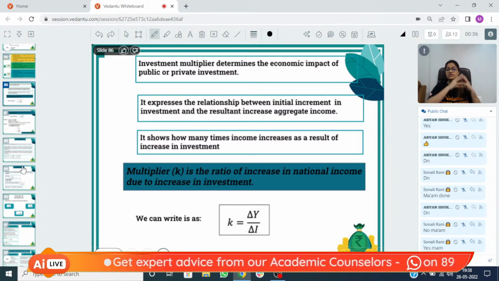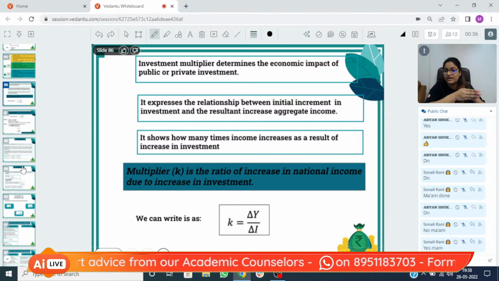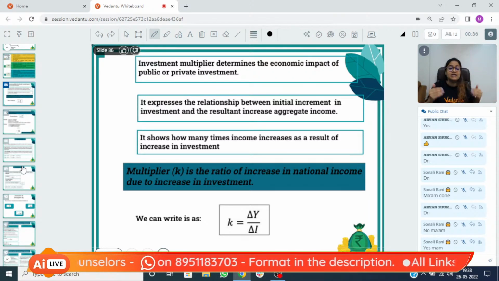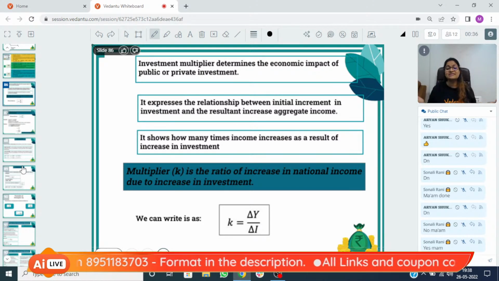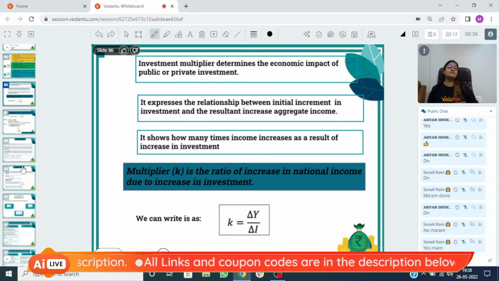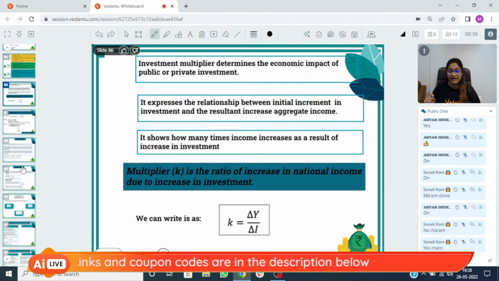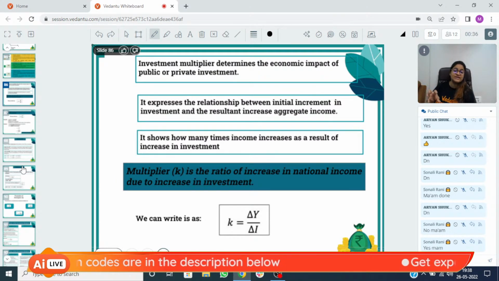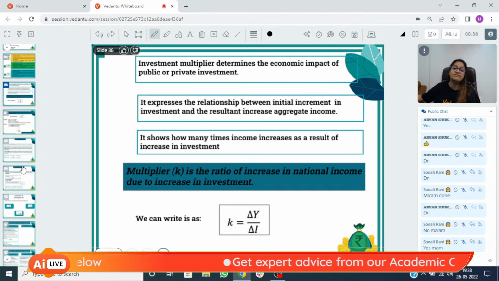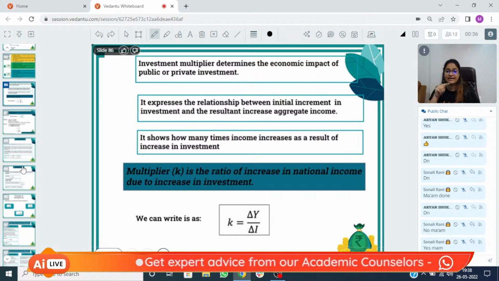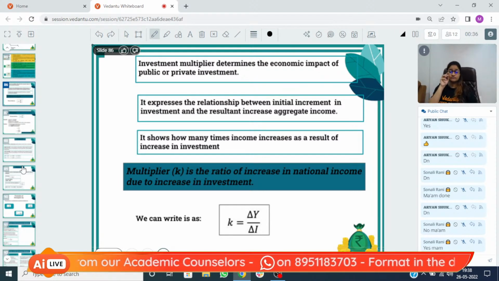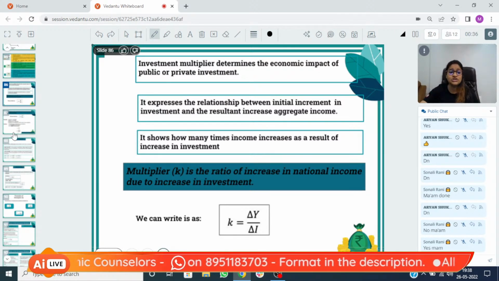So if I am introducing 100 rupees as investment in the economy, it will not result in a 100 rupee rise in the income of people. It depends on how much impact the investment is having in the economy. This depends on consumption and savings of the people. So we try to find out, if I am investing 100 rupees in the economy, how many times is the income rising? So K, that is the multiplier, is equal to the change in income upon the change in investment.